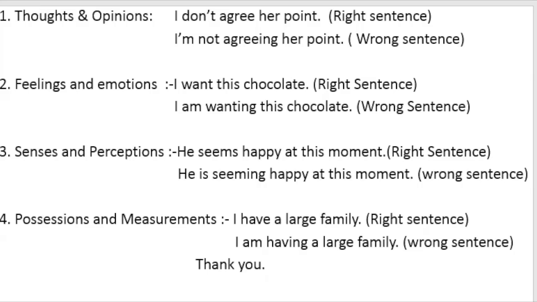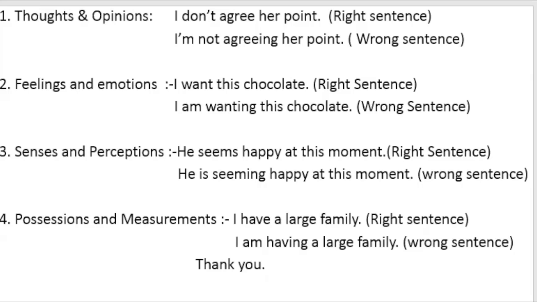Second one, feelings and emotions. I want this chocolate. Right sentence. Want is a state verb here, and it cannot be a progressive verb. Okay. I'm wanting this chocolate is a wrong sentence. Wanting is progressive. I'm wanting, progressive, wrong sentence.